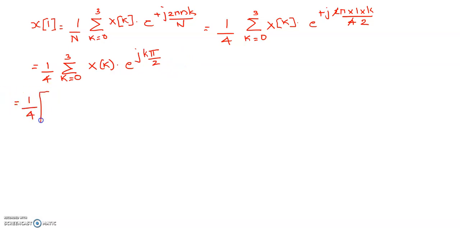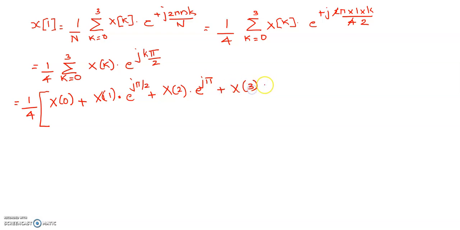Now when we expand this particular formula with substituting the value of k, you can see that it can be written as 1 by 4. When we substitute the value of k, it becomes capital X of 0, and when k is 0, this becomes e raised to 0, which equals 1, so it can be written as x of 0 itself, and x of 1 is there into e raised to j pi by 2 plus x of 2. When we substitute k equal to 2 over here, it becomes e raised to j pi, the 2 and 2 get cancelled, plus x of 3 e raised to j 3 pi by 2. Hope you have got this.